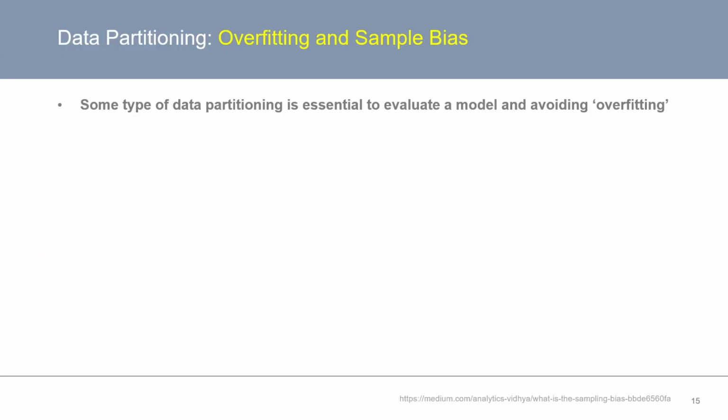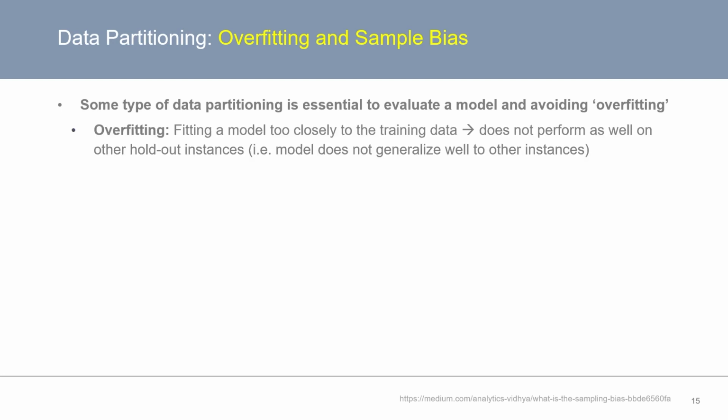Before moving on, let's briefly talk about overfitting and sample bias in the context of data partitioning. In setting up a machine learning analysis pipeline, some type of data partitioning is essential to evaluate a model and help avoid overfitting. Overfitting is defined as fitting a model too closely to the training data such that it does not perform as well on other holdout instances. Another way of putting this is that a model does not generalize well to other instances.